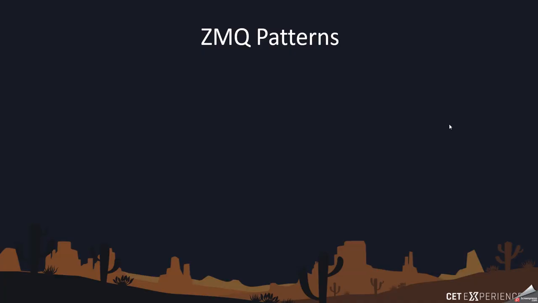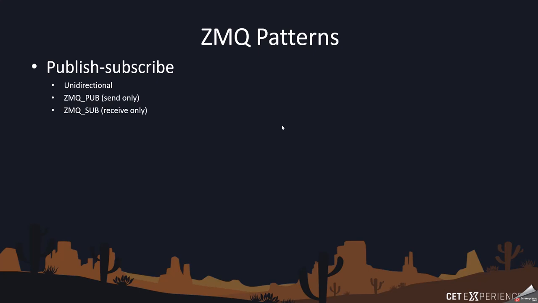Okay, the next pattern we have available is publish subscribe. This one's a little bit different. Messages are basically one direction. We have a publisher, which is send only, and that's the server side. So it basically publishes out messages. And then we have a subscriber socket, which only receives messages, and that would be our clients.